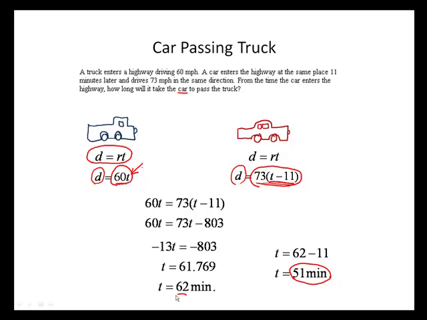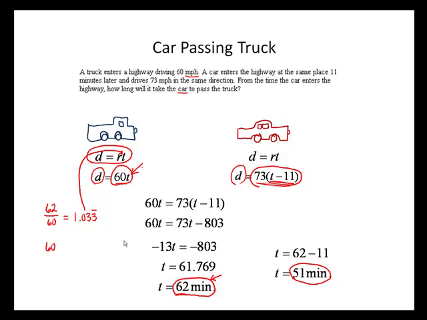The only problem is this time is given in minutes and his rate is in miles per hour, not in minutes. So the first thing we'll need to do is to convert this to hours. Well, there are 60 minutes in each hour, so I'm going to do the division. 62 divided by 60 will give me 1.033 repeating hours.